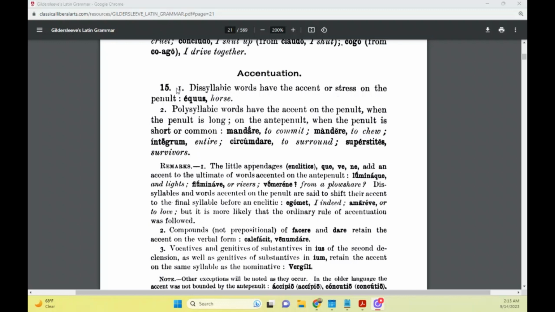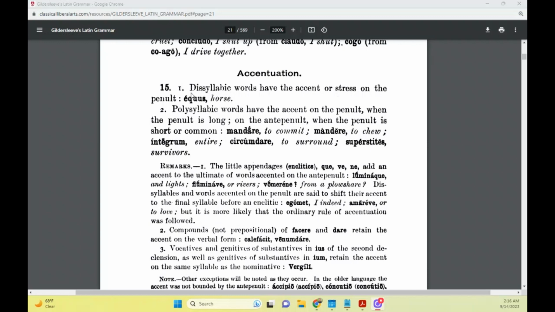In the first part of Article 15, we read the following rule. Disyllabic words have the accent or stress on the penult. Now, this may look a little confusing because we see two words that are unusual, disyllabic and penult. But you should know penult from the previous lesson on the names of syllables. And disyllabic is really simple.